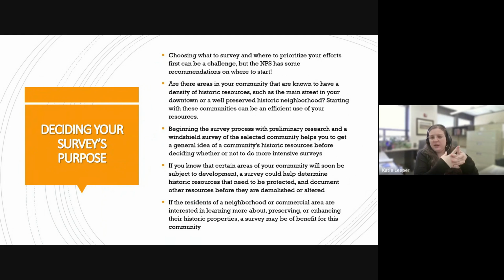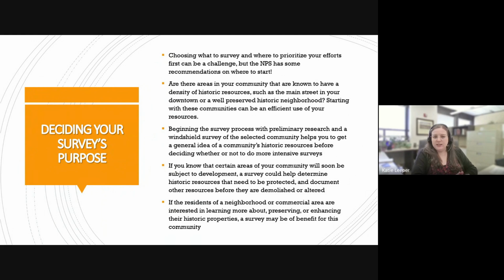And they, again, repeat that they really encourage starting with preliminary research and doing a windshield survey of the selected community to get a general idea of a community's historic resources before deciding whether or not to do more intensive surveys. Because it could end up that even though you thought there was a lot of original homes, they'd actually been replaced, or a number of demolitions have occurred. And it's just good to be there and get your eyes on everything so that you can really know what's going on and decide where to go from there.